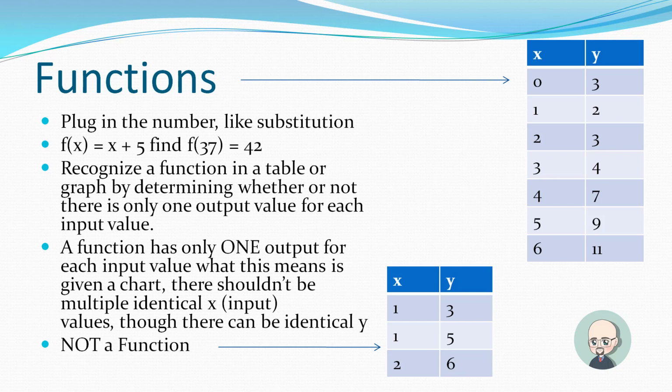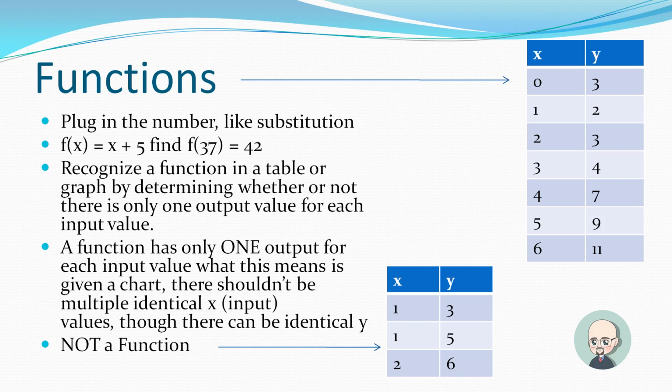You can recognize a function in a table or graph by determining whether or not there is only one output value for each input value. This is very important. A function has only one output for each input value. What this means is, given a chart, there shouldn't be multiple identical x input values, though there can be identical y output values. So on the right, I show an example of what's a function and what's not a function.